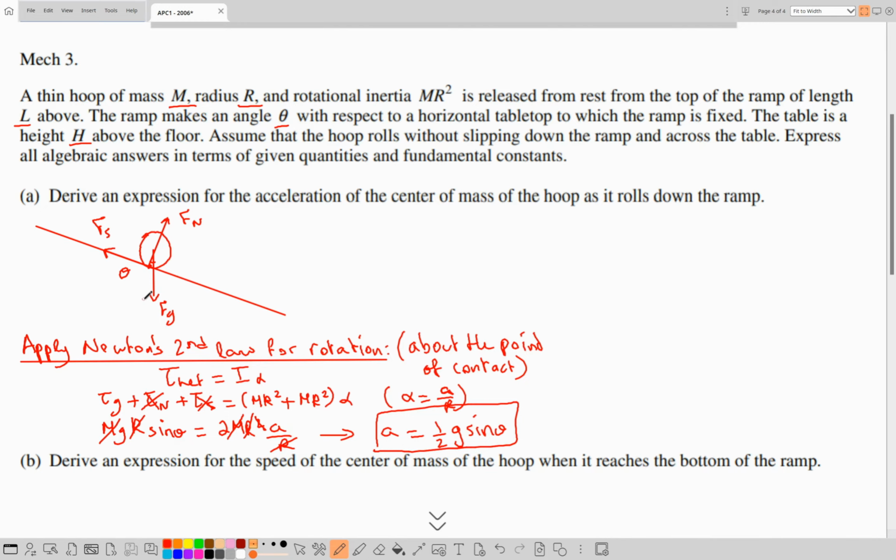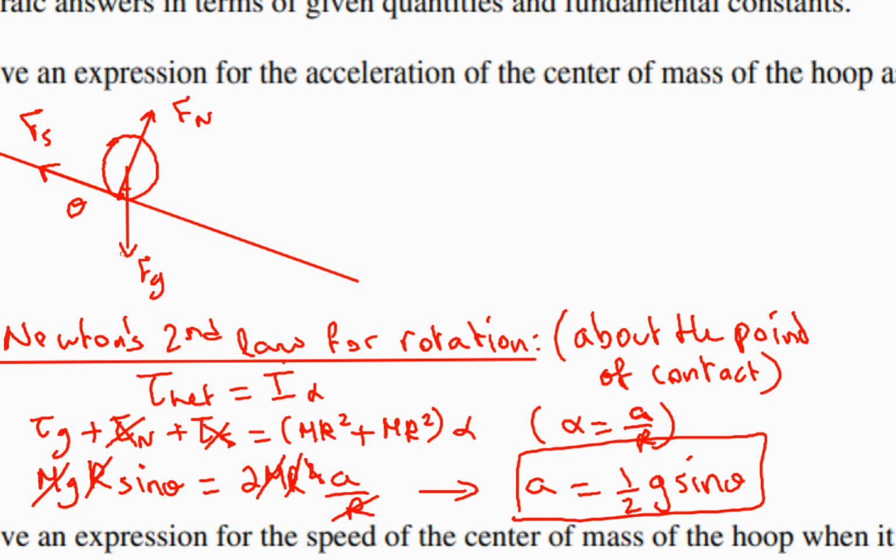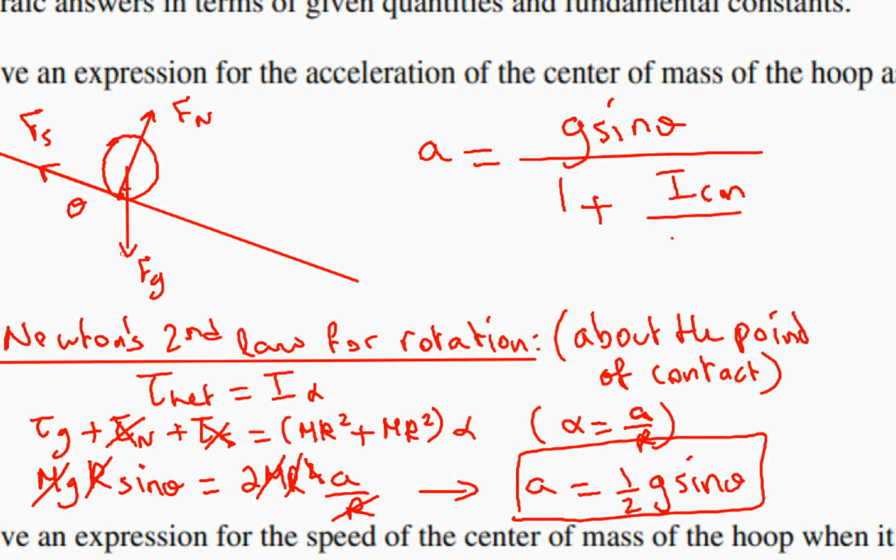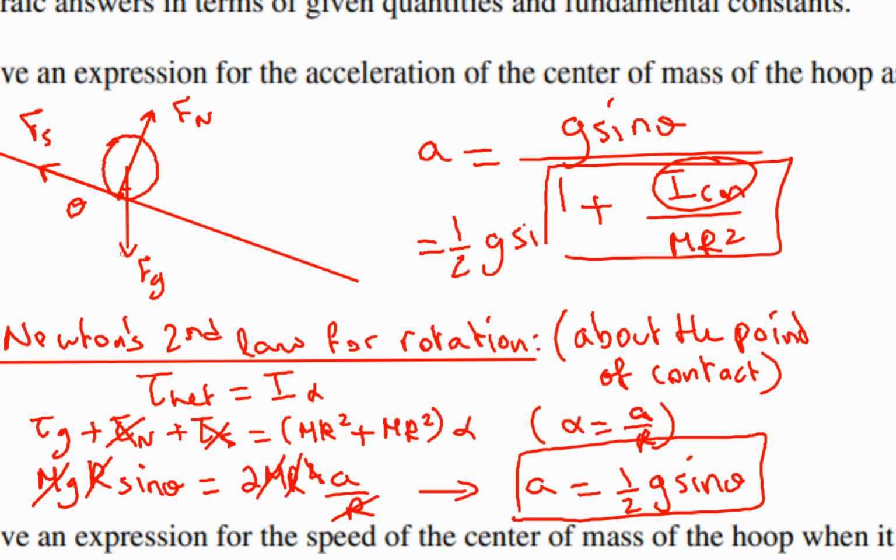And this is anticipated. Why? Because we know that this can be directly guessed from the fact that for bodies rolling without slipping, the acceleration is given by g sine theta divided by a term which is given by 1 plus I_CM divided by mr squared. And because the moment of inertia around the center of mass is given by mr squared, this overall would be 2, and that would be given by half g sine theta.